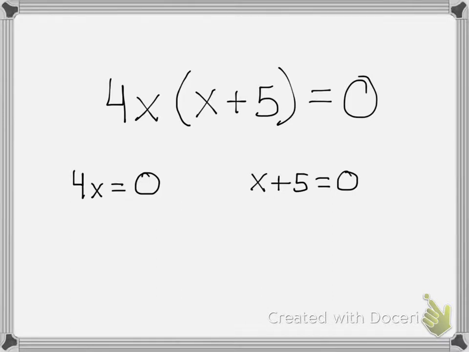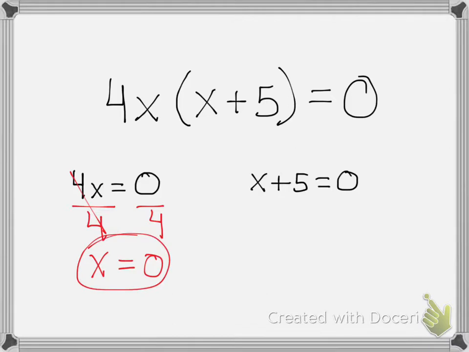Now, 4x, as you notice, I don't have a plus sign or a minus sign anywhere, right? So I'm not necessarily going to add or subtract, but 4x means the 4 is multiplied to the x. So what's the inverse of multiplication? You got it, division. So we're going to divide both sides by 4. So 0 divided by 4, or 0 divided by anything, is always 0. And then for my other factor, my inverse operation of adding 5 is to subtract 5 on both sides. And then I get x equals negative 5.